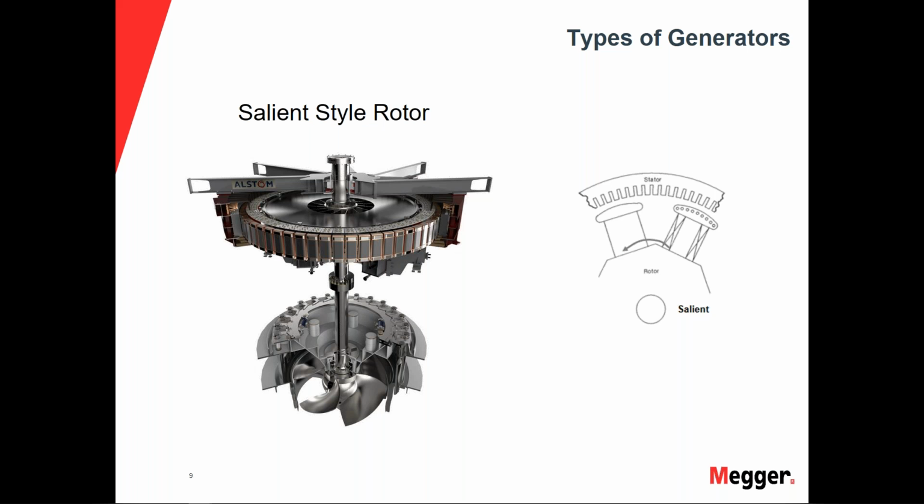The salient style rotor is very large in diameter, but it's very short. Most of the time you see these in hydro plants. They rotate at a lower speed, with a lower RPM range, given that they have multiple poles for the actual generator itself. They're spinning at a slower speed to be able to produce the same frequency, 50 or 60 hertz, as the cylindrical style rotor.